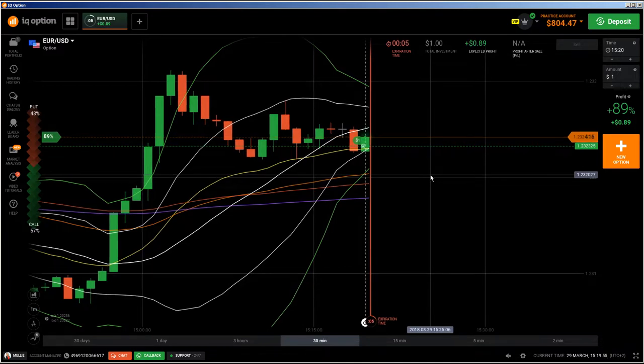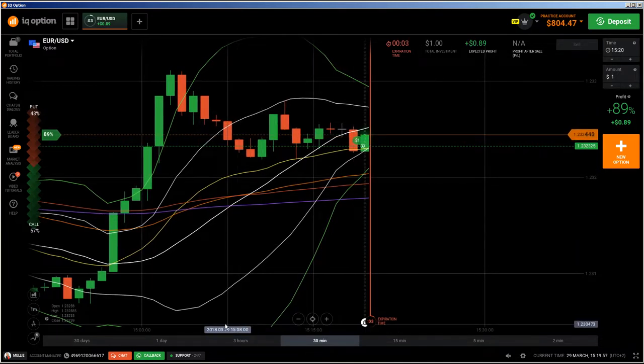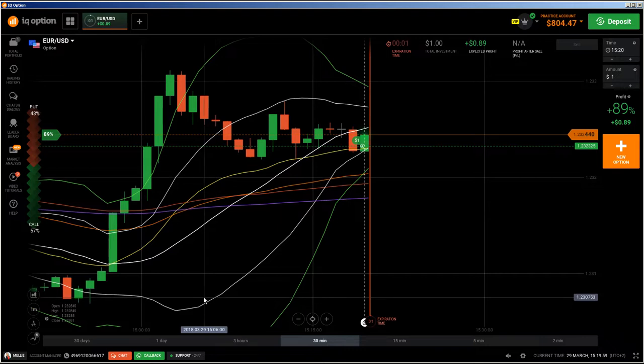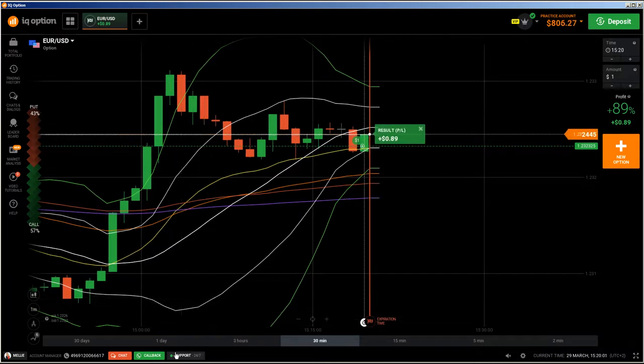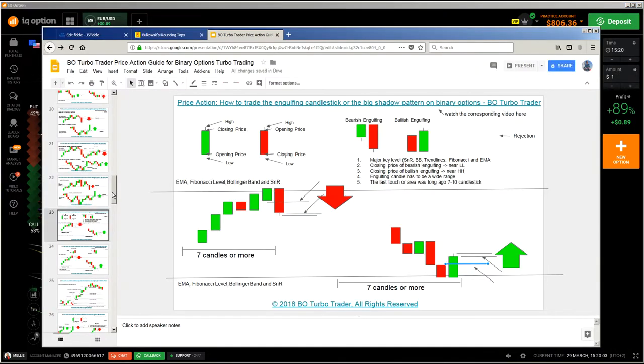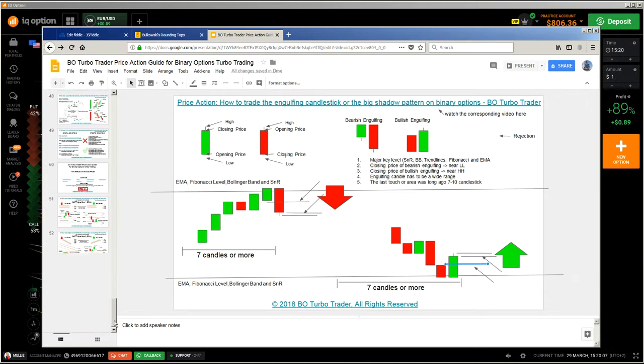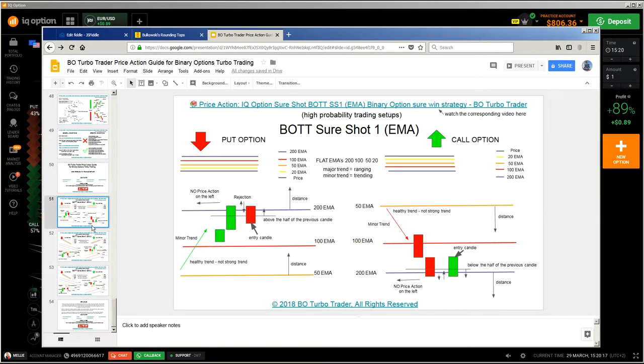Also after this trade, let me see this so I can show you again. Sure shot one, yes. I have to explain some more sure shots before they ban binary options, but I don't get the time to show those live examples. Maybe I will do them without live examples and get the live example data later. So I have done the sure shot one on the 20 EMA.